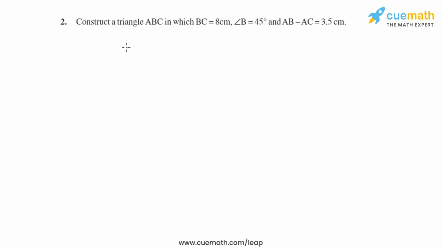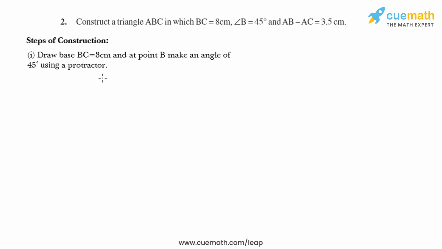Question 2 of this exercise says, construct a triangle ABC in which BC equals 8 cm, angle B equals 45 degrees and AB minus AC equals 3.5 cm. So let's start with the steps of construction.